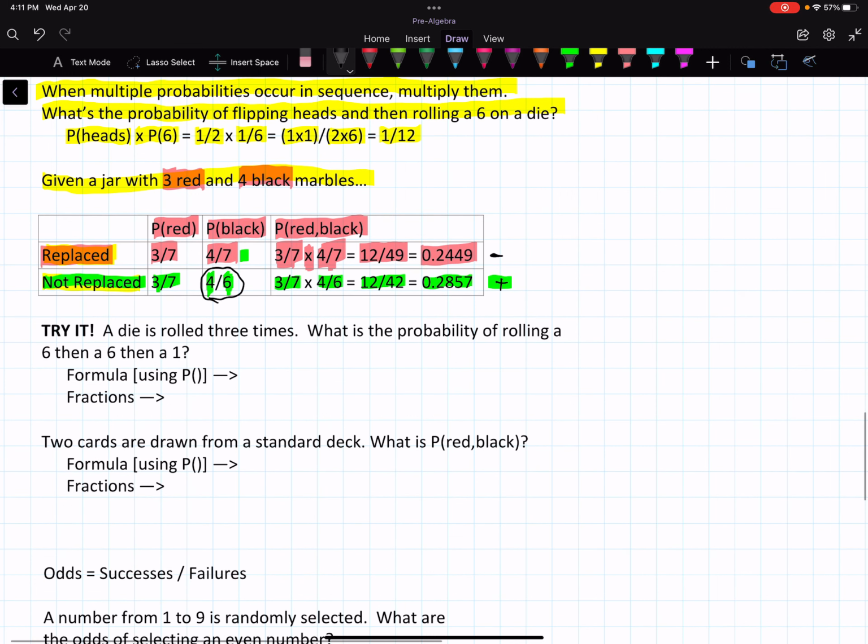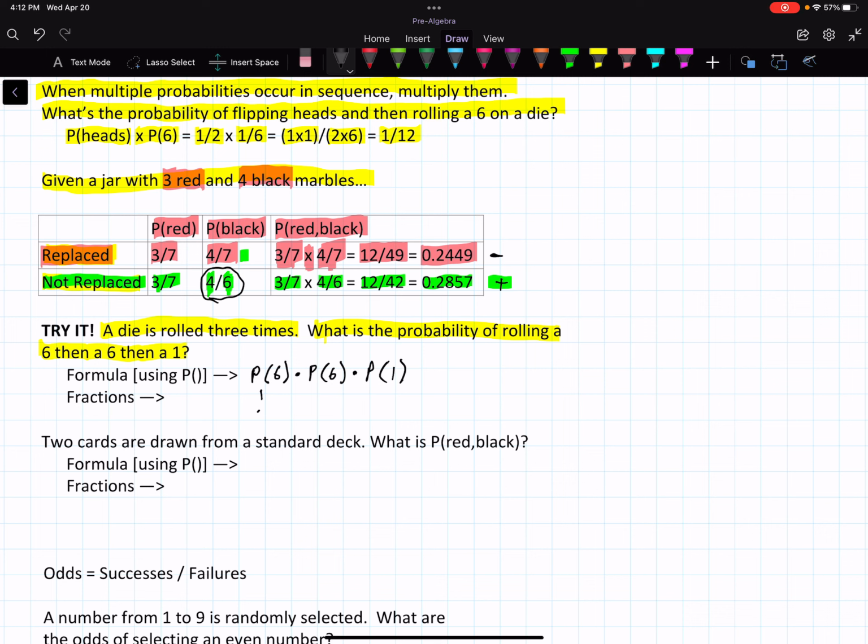All right, let's try it. A die is rolled 3 times. What is the probability of rolling a 6, and then another 6, and then a 1? Well, using our probability formula, and we know we have to multiply those, we say the probability of rolling a 6 times the probability of rolling another 6 times the probability of rolling a 1.